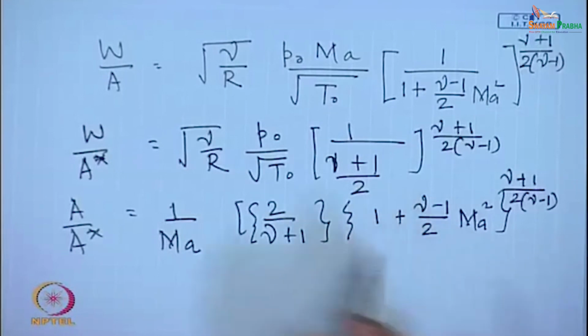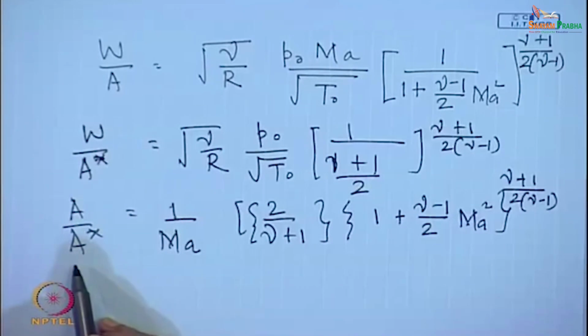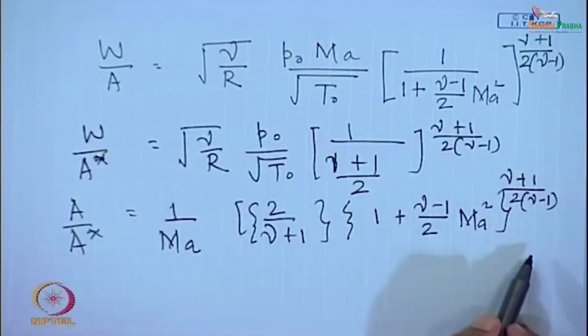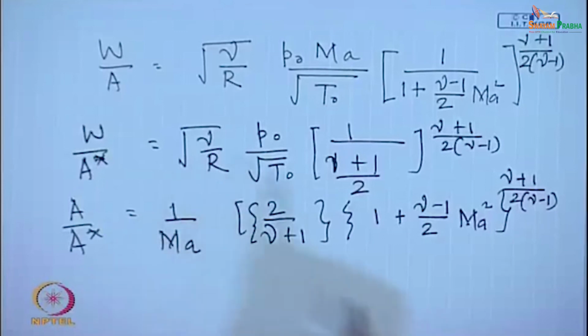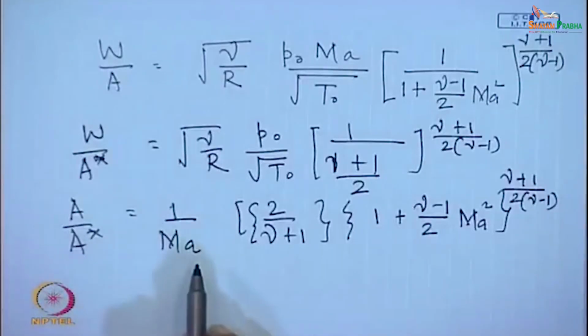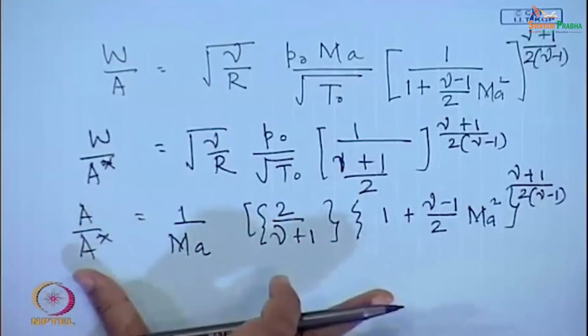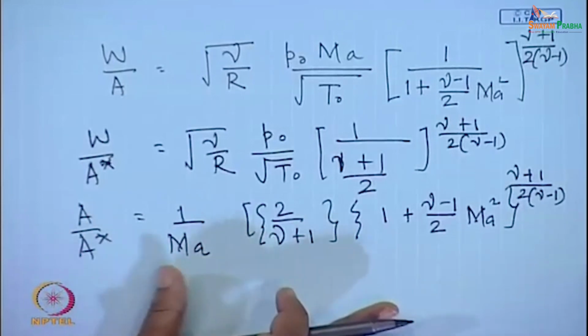So, therefore, we find that A by A star, that means area divided by the choked flow area, can be obtained from an expression. Again we find that A by A star is a function of Mach number only. Gamma is a constant, for diatomic gas it is 1.4, and so on. Since it is a function only of Mach number, we can represent graphically the variation of A by A star with Mach number.